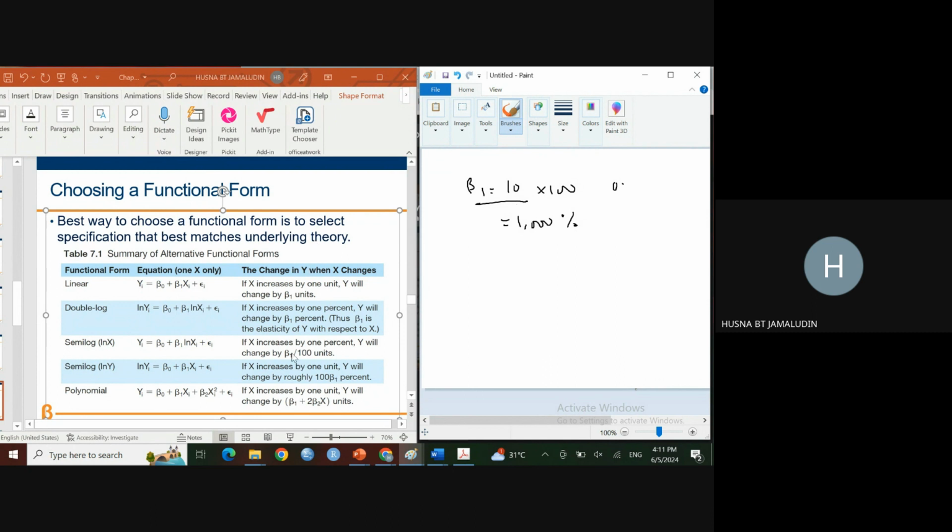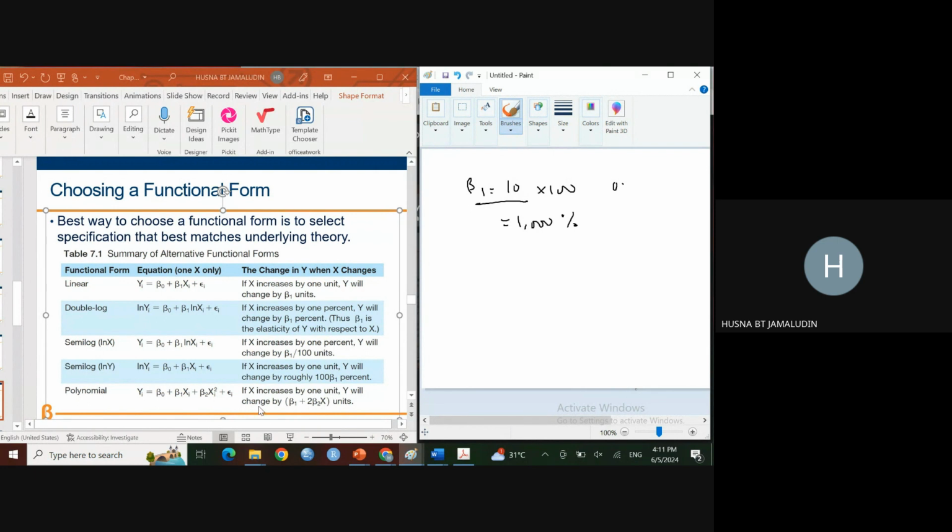Okay, so the polynomial, this is our quadratic form. Well, polynomial is not only about quadratic. It can be into the power of 3, it can be into the power of 4. As long as it is not into the power of 1, we call it polynomial. But in economics, there are so many theories that deal with the quadratic, into the power of 2.